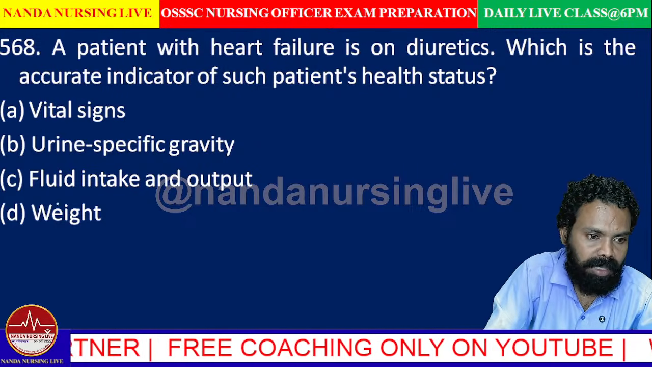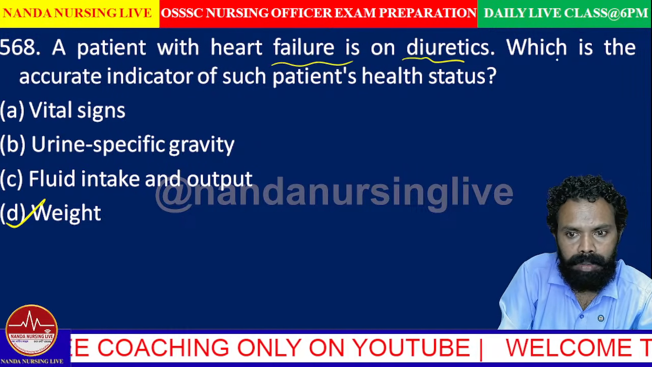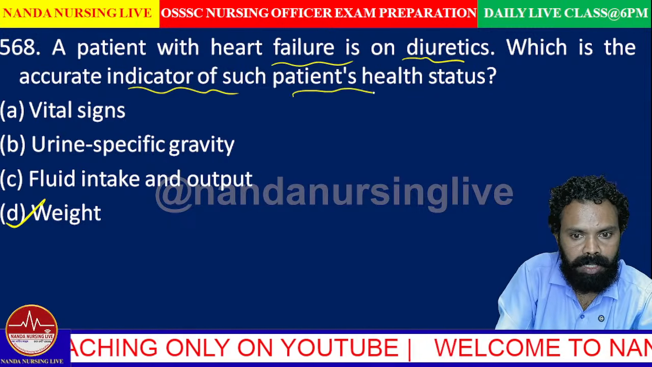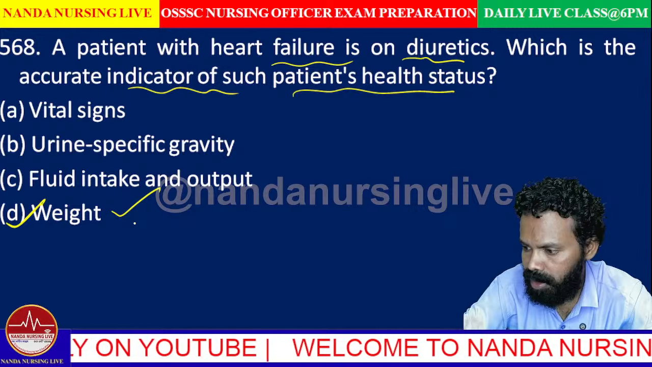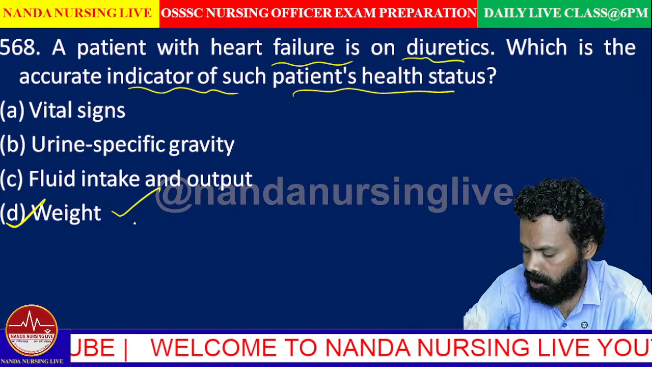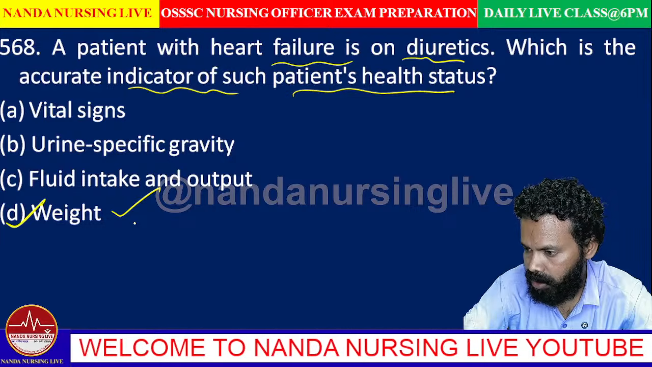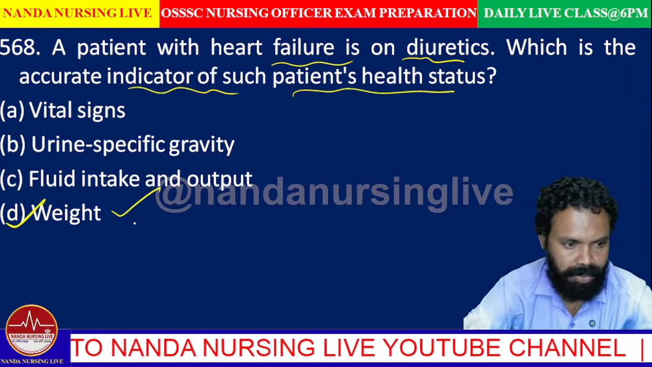So the correct answer is weight, right? A patient with heart failure is on diuretics, which is the accurate indicator of such a patient's health status? Weight. Weight is the most accurate indicator of a heart failure patient's health status when the patient is on diuretics, right? So option D is the correct answer.